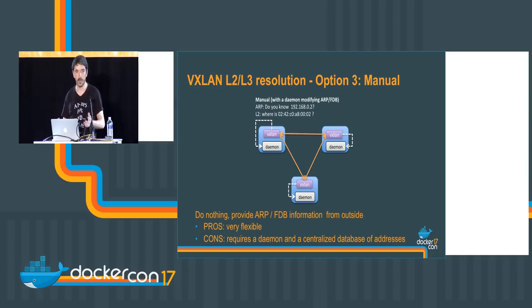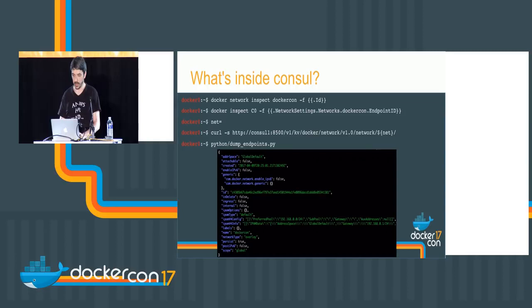And this is exactly what the Docker daemon is doing. It's listening to events in Consul, it's getting the information, and it's putting the information inside the ARP table and forwarding database. So this is very flexible, but you need to have a daemon, and you need an external store for the database of addresses. So what we can do now is see what's in Consul, for instance.